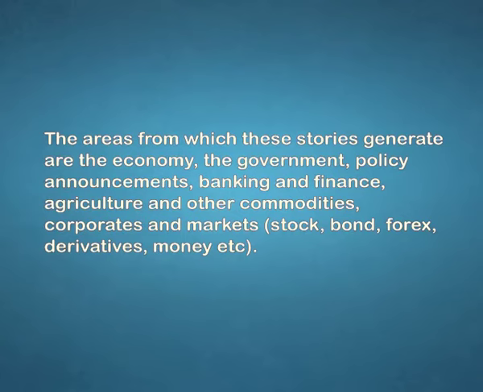Stories fall into three categories: spot, planned and investigative. There are many branches of business and economy. So, for a journalist, it is a lifelong learning process. Of course, one should have basic knowledge of the subject. The areas from which these stories generate are the economy, the government, policy announcements, banking and finance, agriculture and other commodities, corporates and markets, stock, bond, forex, derivatives, money, etc.